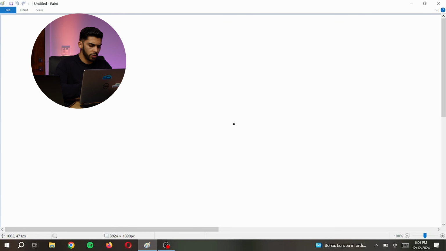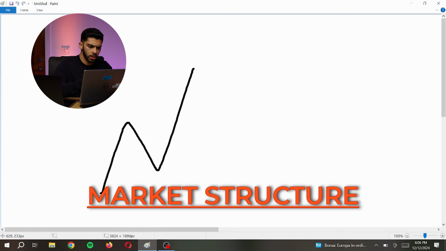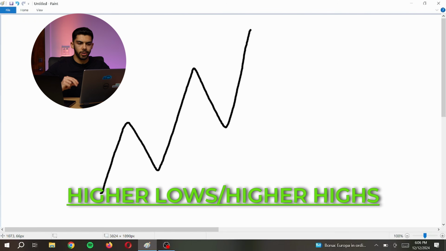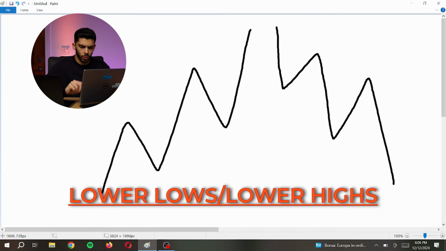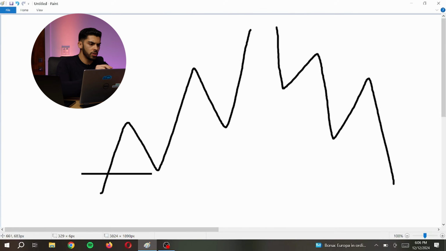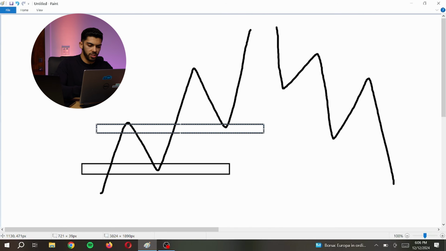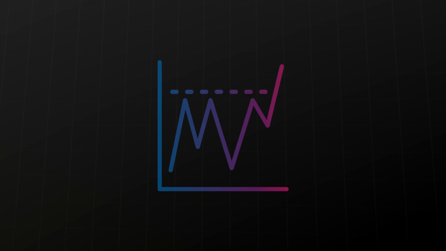The first thing you need to understand is basic market structure. So the market goes in trends. It goes up, making higher lows and higher highs, or it can go down, making lower lows and lower highs. This is typical market structure, and what you're looking for here is the zone for trades. So these zones end up being extremely useful for us because this is where we're going to take our trades from.